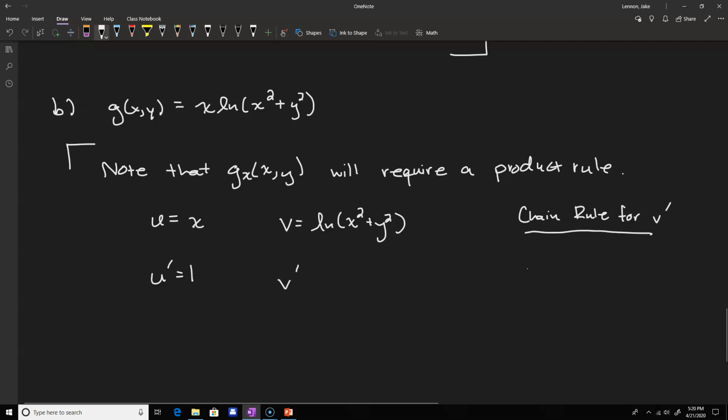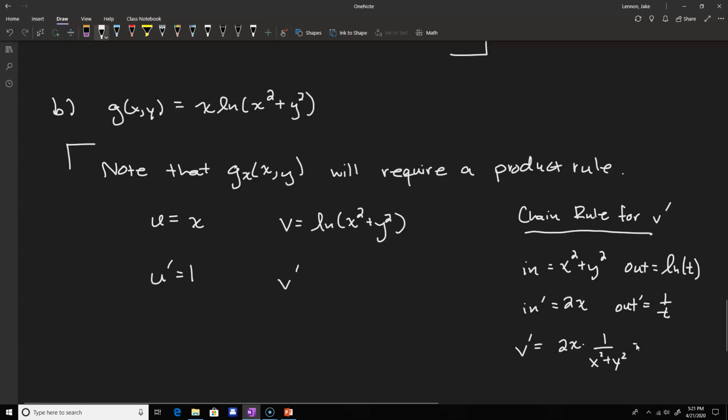We have the inside function as x squared plus y squared. My outside function I could write as the natural log of t. So then the inside prime is going to be 2x. Remember, y is treated as a constant, so y squared has derivative 0. And the outside prime is going to be 1 over t. So v prime here is going to be 2x times 1 over x squared plus y squared, which we can write as 2x over x squared plus y squared. So that's v prime, 2x over x squared plus y squared.